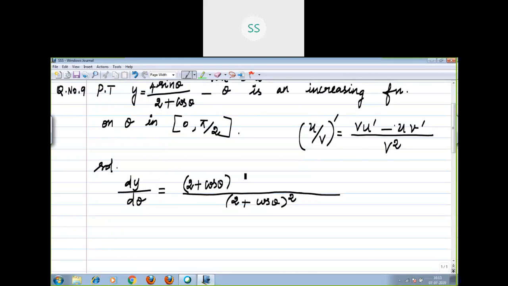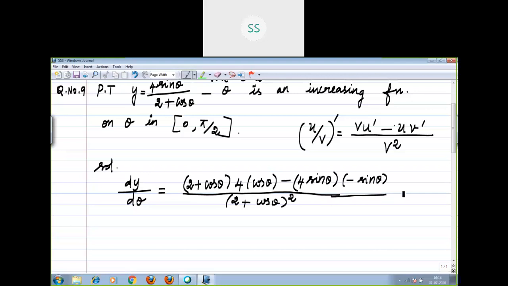Of 4 sin theta, 4 is a constant as such. When you differentiate sin theta, what can you get? Cos theta. Minus u, which is 4 sin theta, into the differentiation of 2 plus cos theta. 2 is a constant added, so it will act as 0. What is the differentiation of cos theta? Very good, minus sin theta.